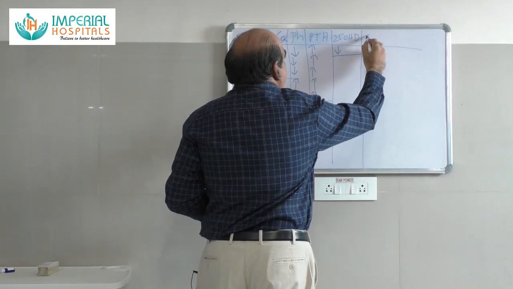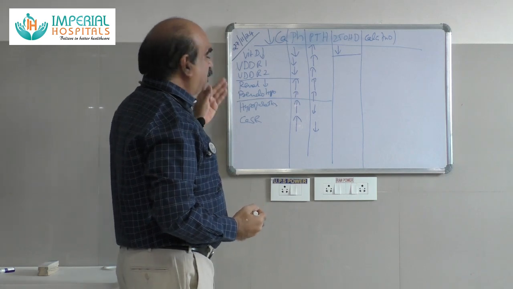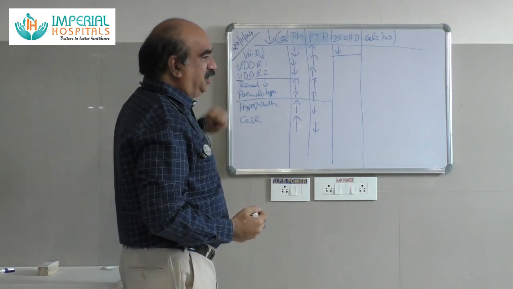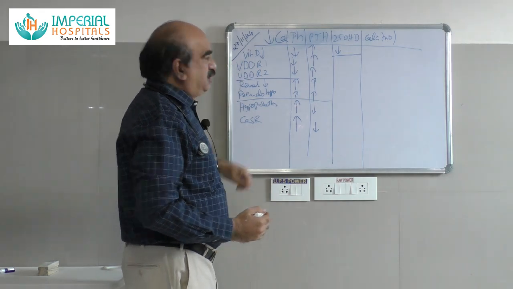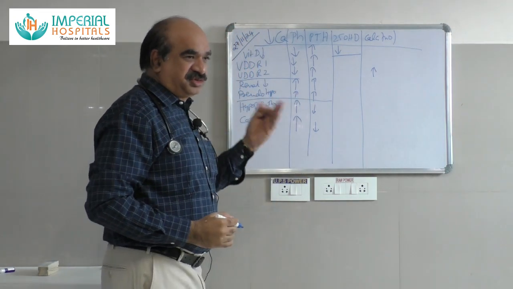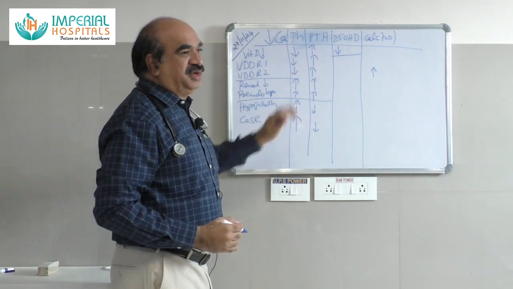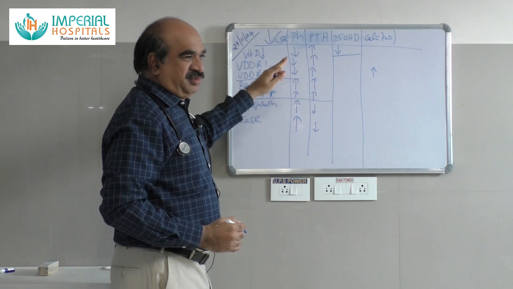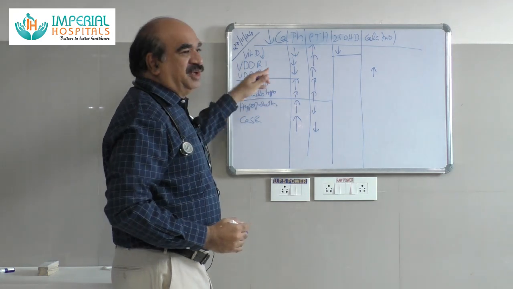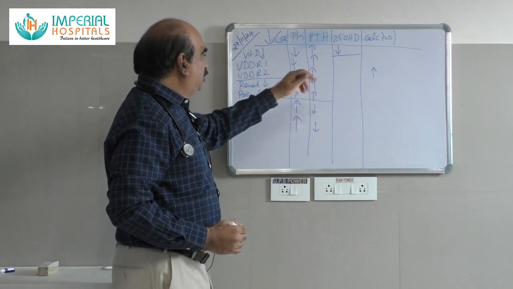So, coming to calcitriol, what will be the calcitriol change in all these conditions? Hypocalcemia, here vitamin D deficiency. So, only in VDDR2, calcitriol levels are high, because there is resistance to calcitriol. So, calcitriol levels will be high in VDDR2. In vitamin D deficiency, calcitriol will be low. Even in VDDR1, there is a defect in the conversion to calcitriol. So, calcitriol will be low.